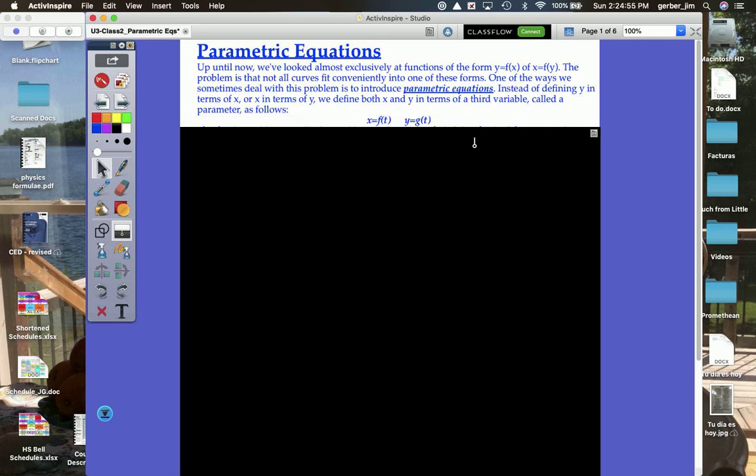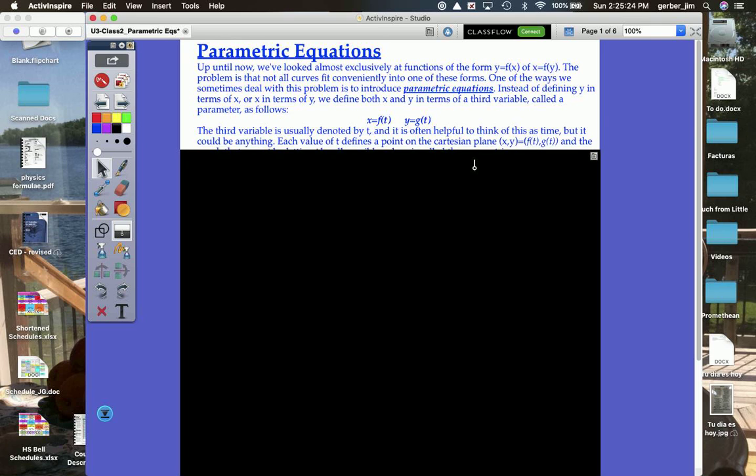It usually looks something like this, where we have x as a function of t and y as a function of t. The third variable, t, is often time, and sometimes it's helpful to think of it that way, but it certainly doesn't have to be time. It could be an angle, for example. We could have x equals f of theta, y equals f of theta, or any one of a number of other things. When we let t, in this case, vary over all of the points on its domain, and graph those points in a Cartesian plane, we get a graph that's called the parametric curve.